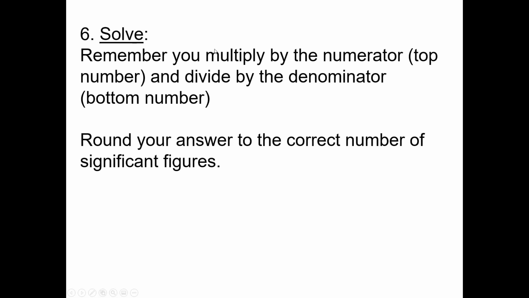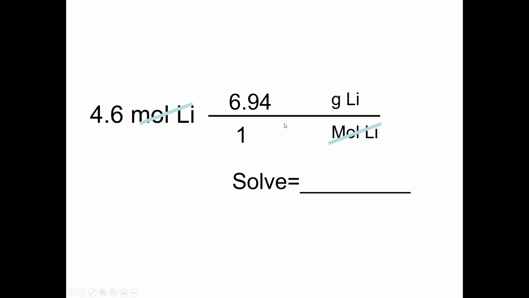And then you're going to solve it. So remember, you multiply by the numerator, which is the top number, and then you divide by the denominator, which is the bottom number, and then you round your answer to the correct number of sig figs. Actually, we're not doing sig figs right now, so you don't have to do that, which is good for you, because significant figures can be hard for people. So we'll not do sig figs. Round it to whatever you want, as long as you round correctly.